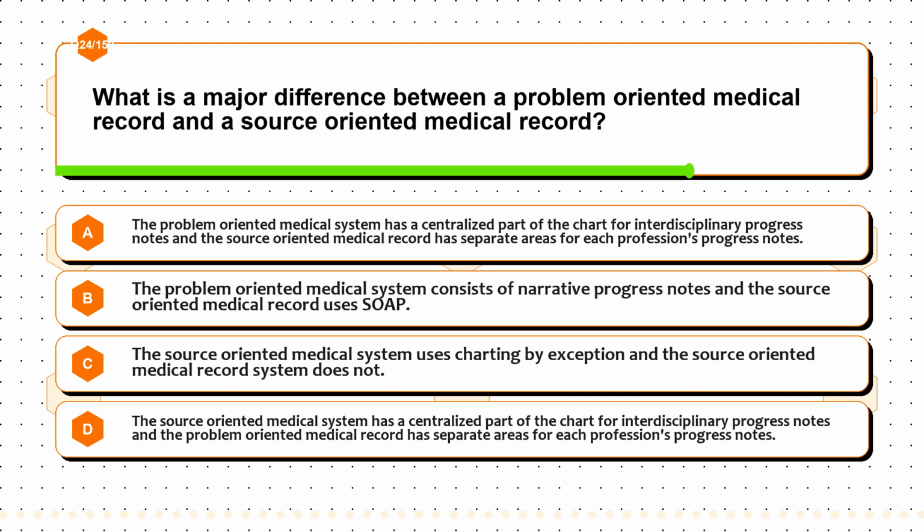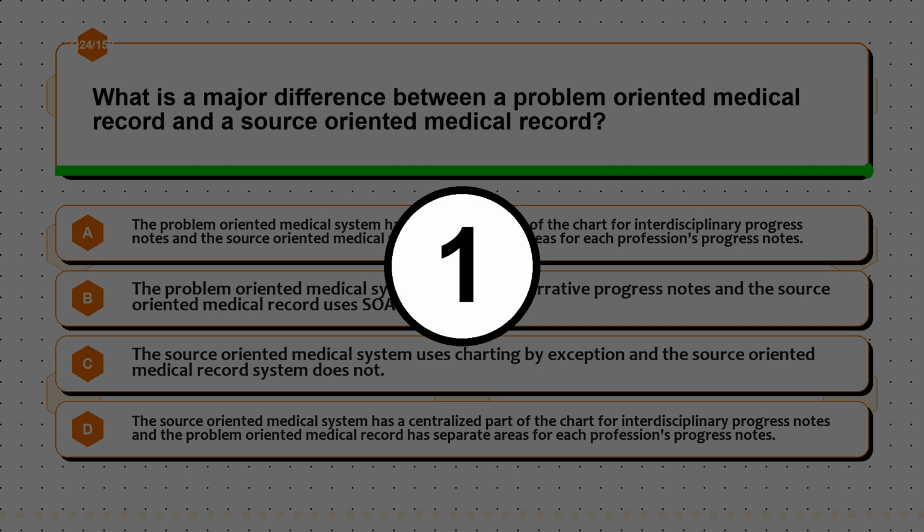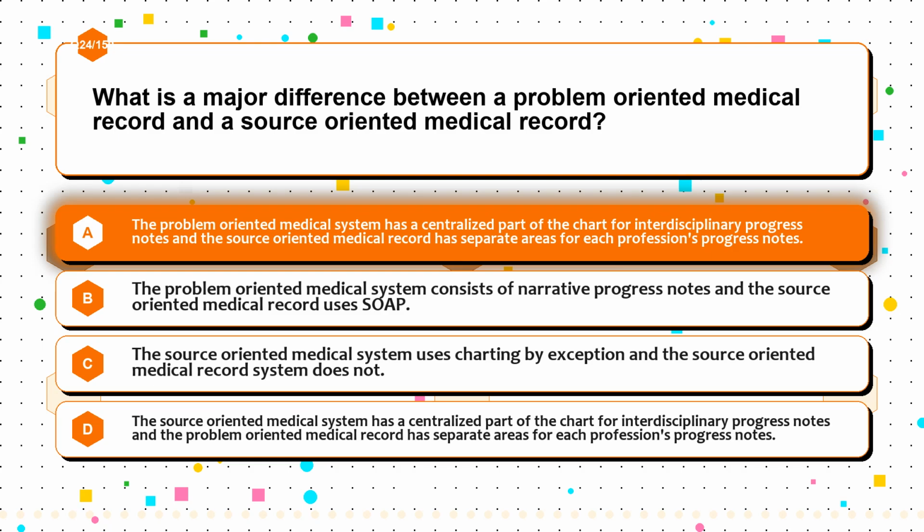Option D. The source-oriented medical system has a centralized part of the chart for interdisciplinary progress notes, and the problem-oriented medical record has separate areas for each profession's progress notes. The correct answer is option A. The problem-oriented medical system has a centralized part of the chart for interdisciplinary progress notes, and the source-oriented medical record has separate areas for each profession's progress notes.